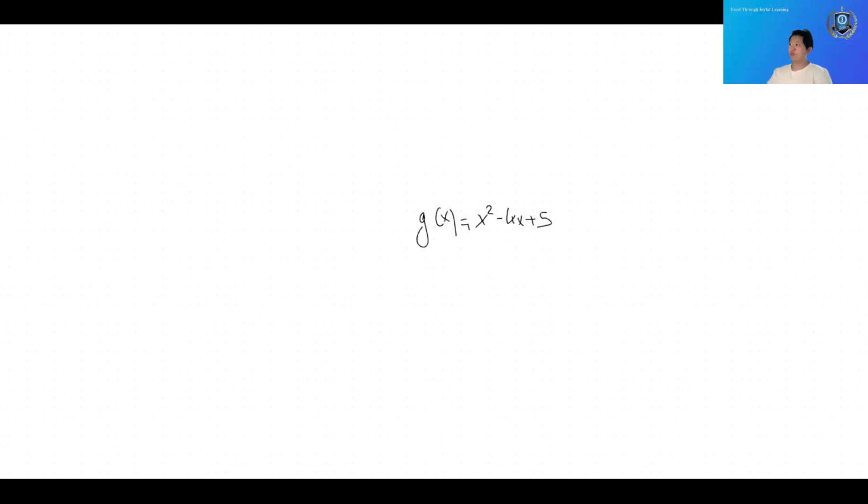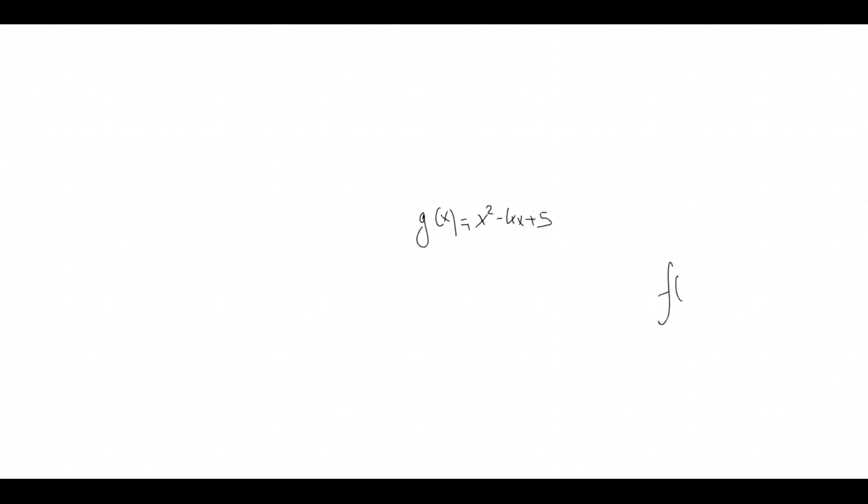It's a composite function question. Let the inner function, which is g(x), be x squared minus kx plus 5. And it's already known that f(x) has roots at negative 2, 1, and 4. So that's f(x), right?